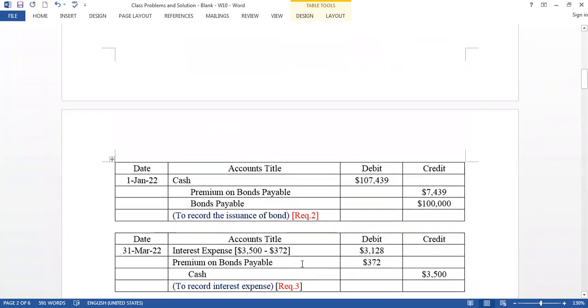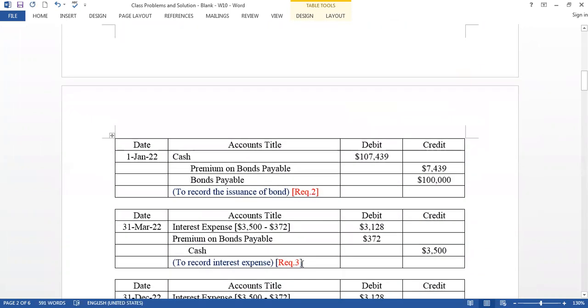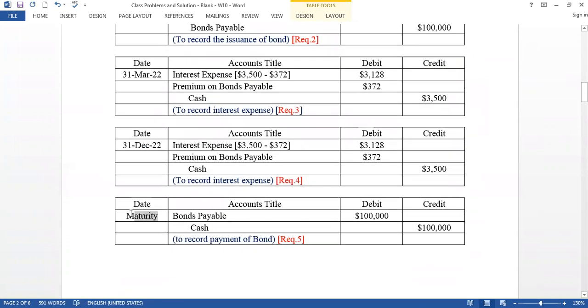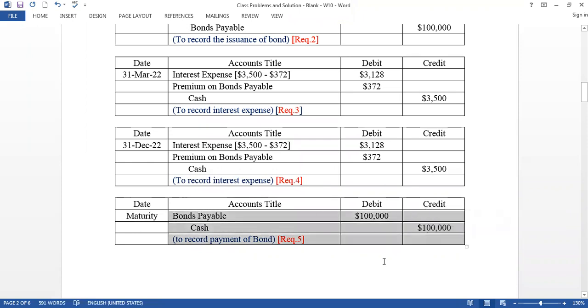Yeah, because maturity date is 20 years later. So you can write here maturity date. Whatever the date is not an important issue. This is the last day of the bond time. So we have to pay back the cash and we have to close our liability. So this will happen actually 5 years later.